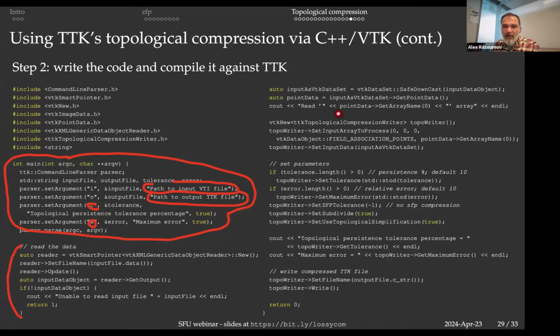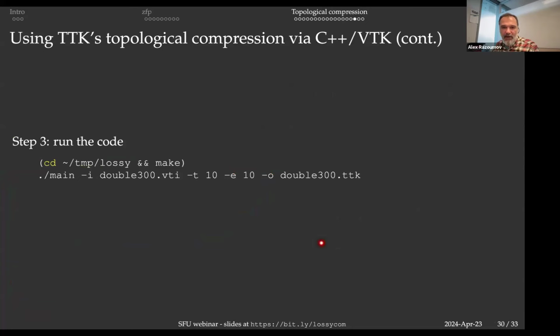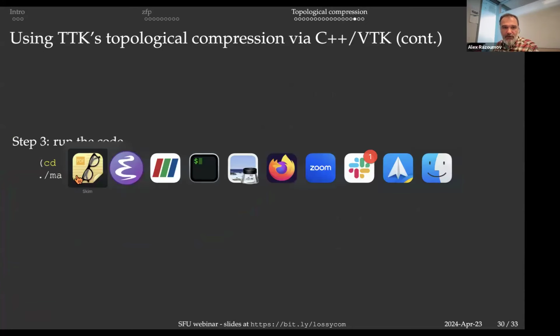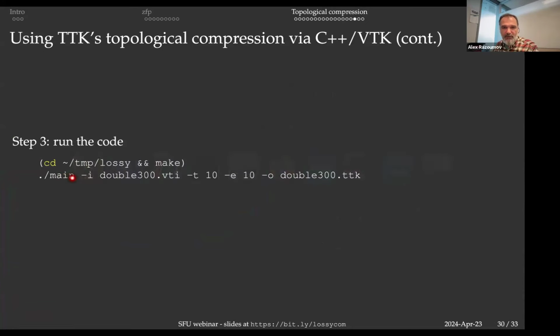So here I'm reading the input VTK file, and then here I'm setting the parameters for compression. Default values are 10 and 10% respectively. I can also specify no ZFP compression by setting ZFP tolerance to -1. And then here I'm writing the file, and the output result is going to be exactly the same as, for example, in ParaView GUI, but here I'm just doing everything via command line. And then the way you run it is, you just use a command similar to this one.